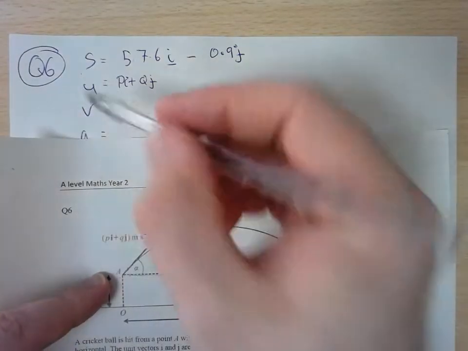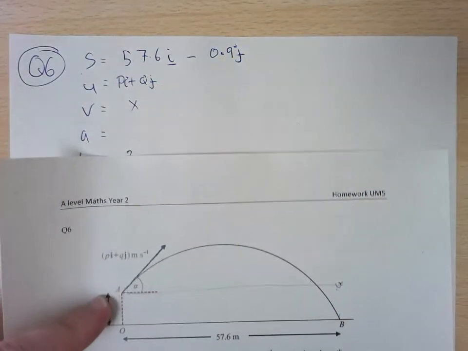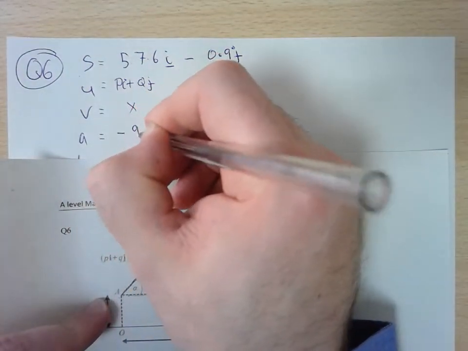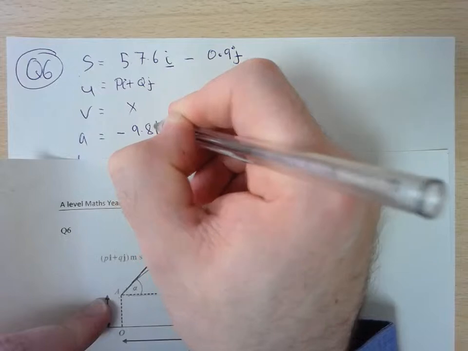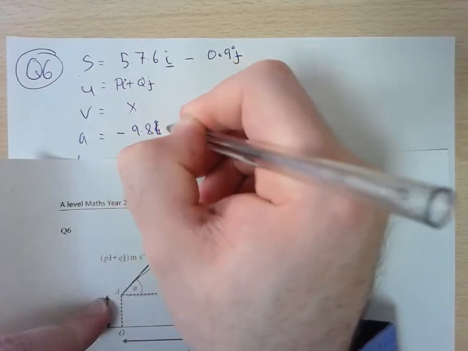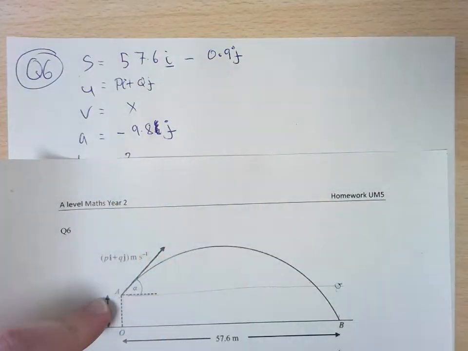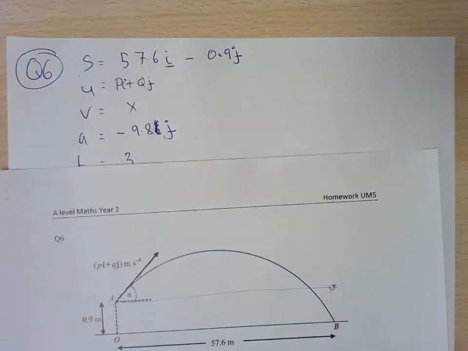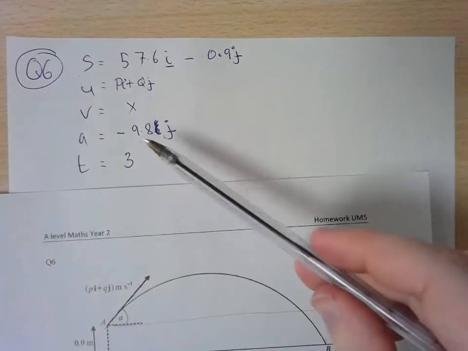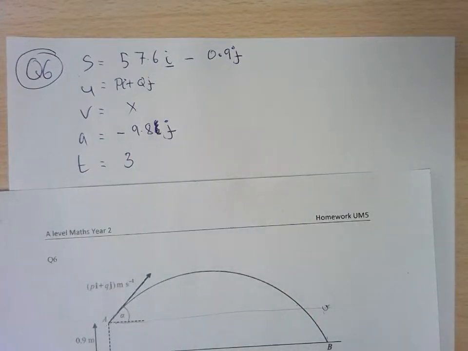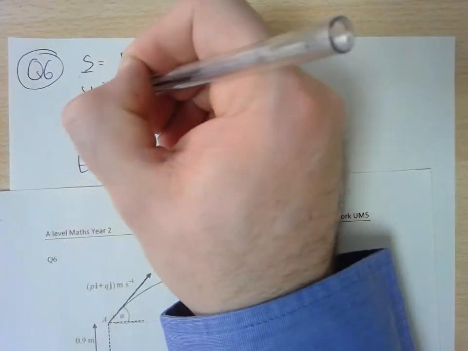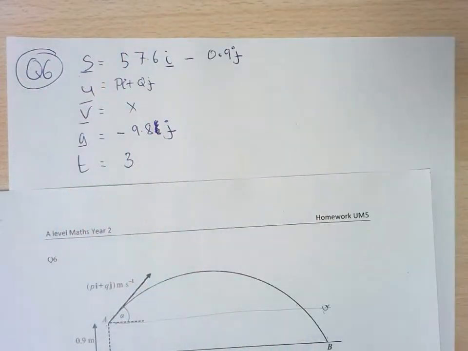Our final velocity is not involved in this question. Our acceleration is minus 9.8 j. The j just means it goes downwards and there's no acceleration in any other direction other than vertically. So you'll notice that s and u and v and a are all vectors. All we need to do now is put this into a suvat equation.